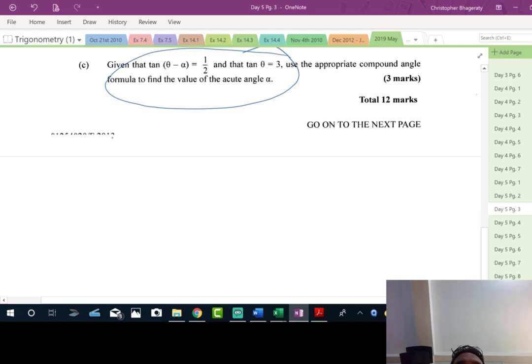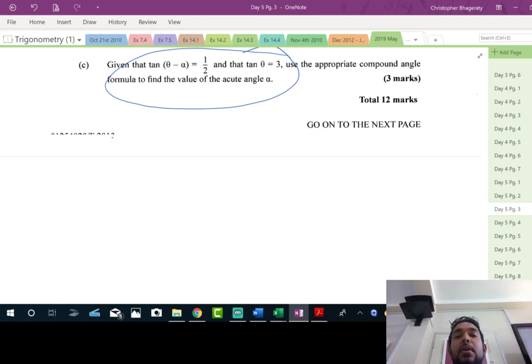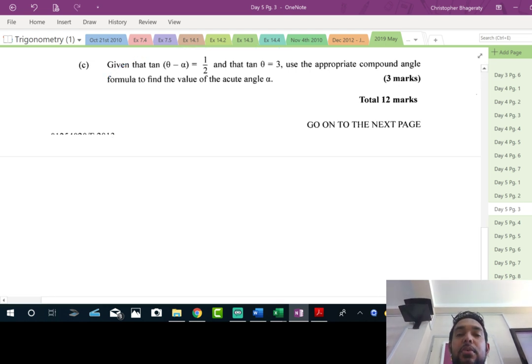So it says, given that tan of theta minus alpha is equal to 1/2, and that tan of theta is equal to 3, use the appropriate compound angle formula to find the acute angle alpha.